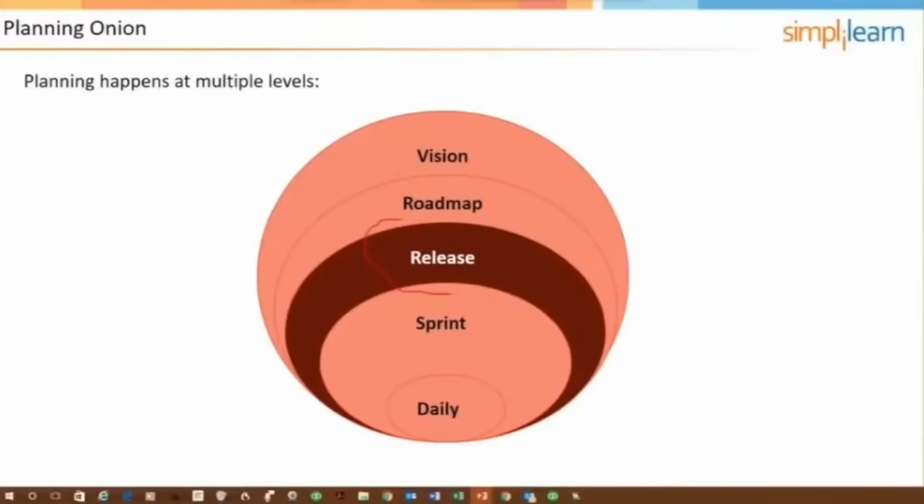And then for each sprint, we will be pulling user stories from the release that we're working on. A release is likely going to take multiple sprints. And then the sprints are populated by the individual user stories, which are then disaggregated into tasks. And we do the daily Scrum, which is the daily level of planning and coordination. So we call that the planning onion.